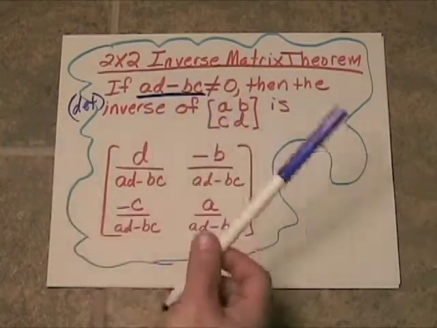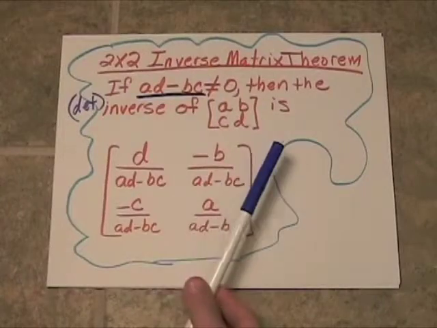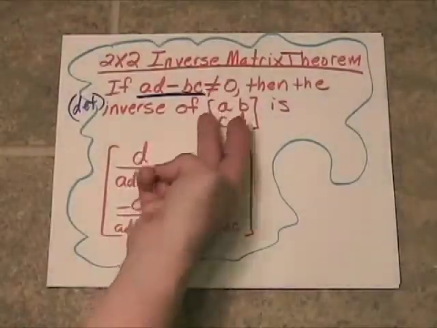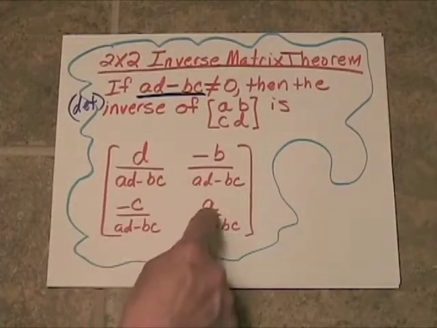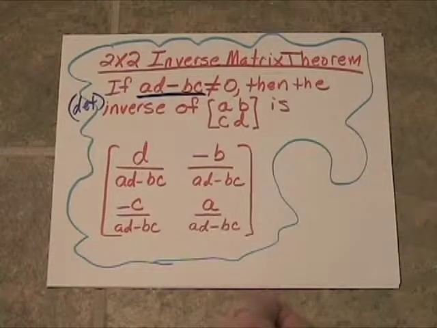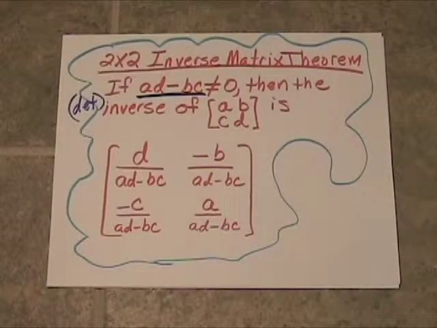If you get 0, it's not even worth looking at. The matrix will not have an inverse. But if you don't get 0, then you can go ahead and figure it out. And then all you have to do is this. Switch the A and the D, switch their spots, and just simply make the B and the C into their opposites, and divide everything by the determinant. Okay. So take a look at that. All right, you might want to write this down, put it in your notes. You might want to stop the film, take a look, and then we'll do an example.